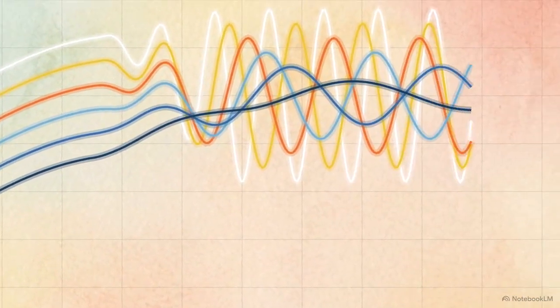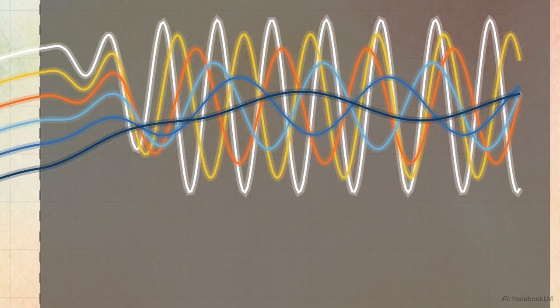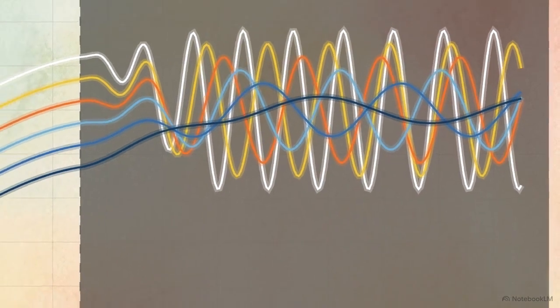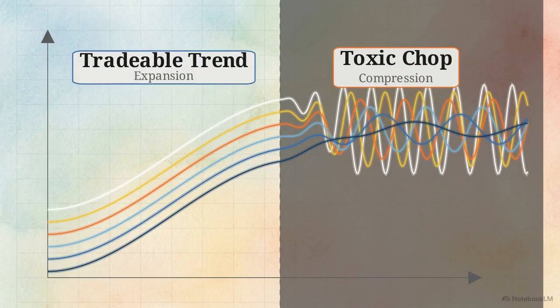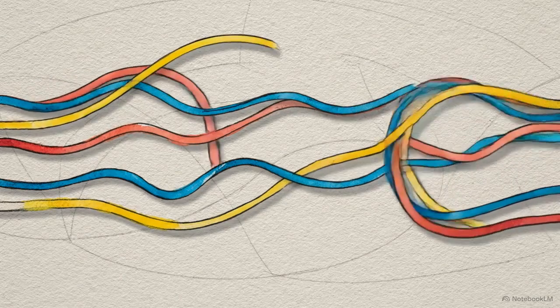With all 6 lines active, we have what is known as the 6 EMA ribbon. The physical alignment of this ribbon visually defines the current market regime, separating tradable trends from toxic chop. When market momentum dies, the ribbon enters a state of compression.